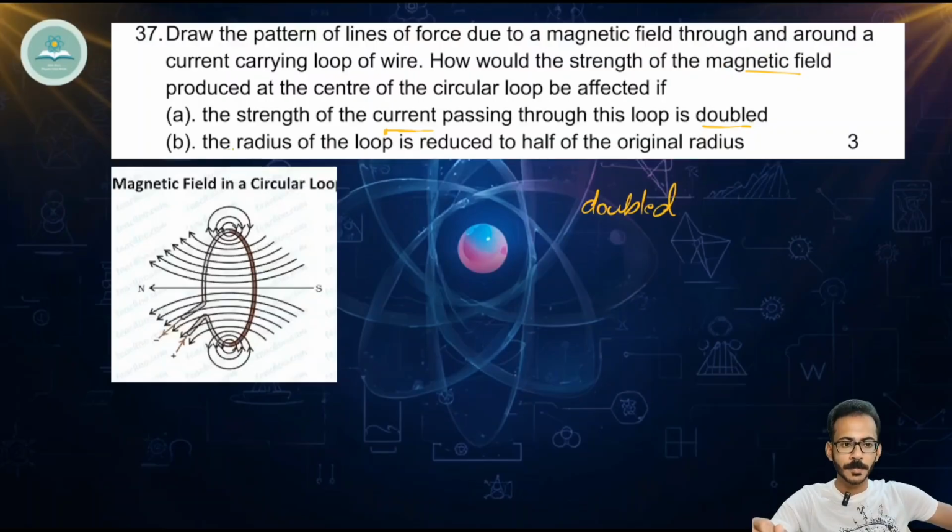Next one is when the radius of the loop is reduced to half. See, radius of the loop is inversely proportional to the magnetic field. So when the radius of loop is made half, then again magnetic field strength will double. So again it will be doubled. We'll go to the next question.